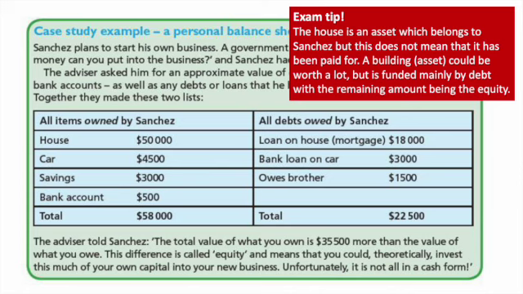An exam tip. The house is an asset which belongs to Sanchez, but this does not mean that it has been paid for. A building, an asset, could be worth a lot, but is funded mainly by debt, with the remaining amount being the equity. So if an exam is going to be asking you some question regarding the balance sheet, don't be tricked by looking at the value of the assets and thinking, wow, this company is really wealthy, they're doing really well. You also need to be looking at how all these assets have been paid for.